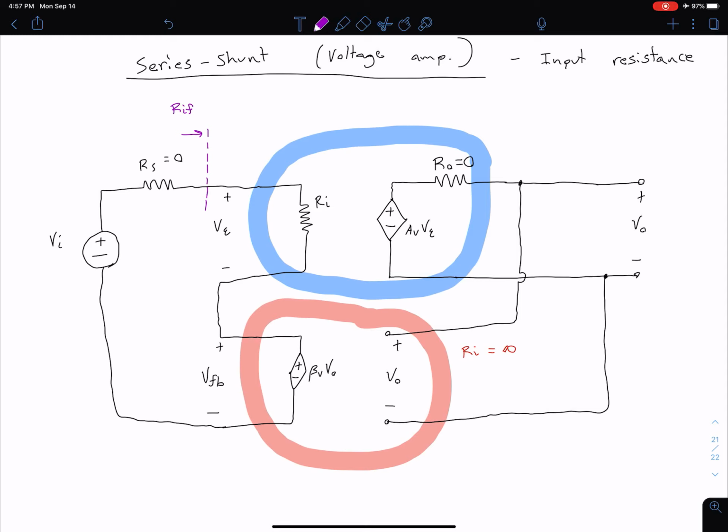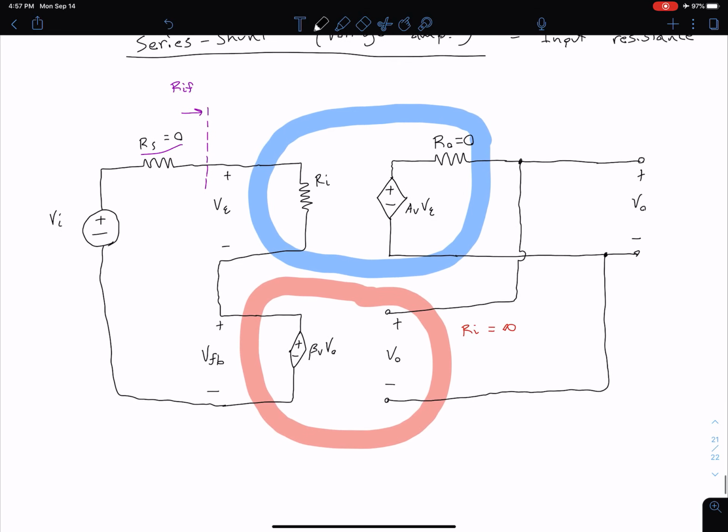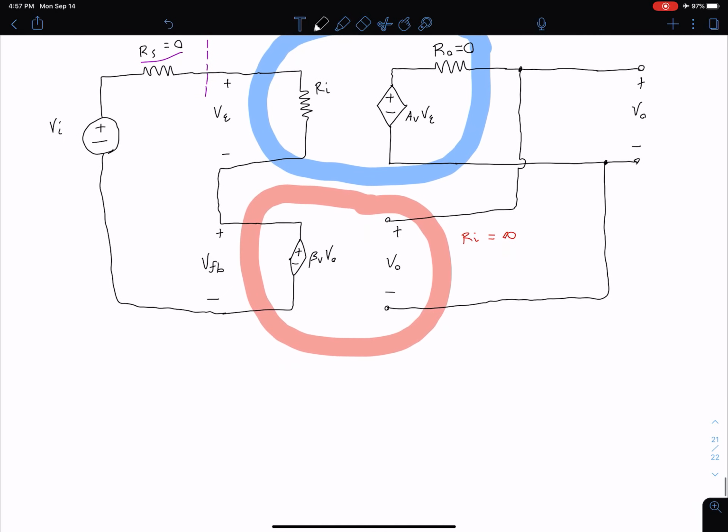And so again, note that I'm considering an ideal case, and I'm saying that let's let this RS associated with our input source be equal to 0. Okay, so let's start by looking at this input side. And again, noting that RS is equal to 0, we can say that our input voltage VI is equal to our error voltage V epsilon plus our feedback voltage VFB. So we can get that from a KVL loop on that left side.